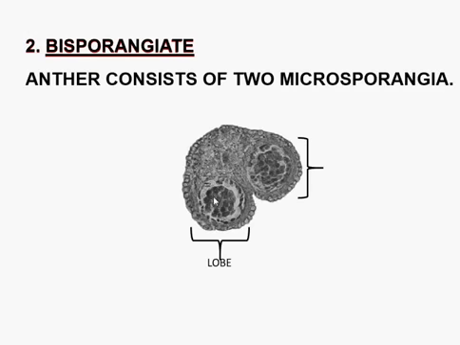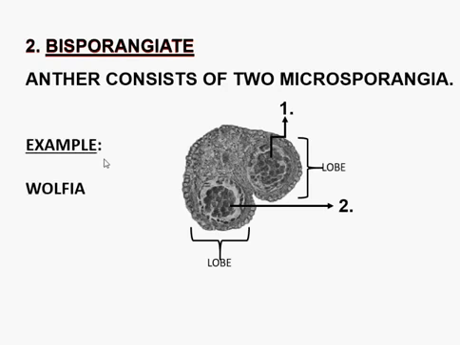But here each lobe consists of only one chamber. Each chamber consists of one microsporangium. This is one, and second chamber consists of second microsporangium. Hence this anther is called bisporangiate. Example, Wolffia.